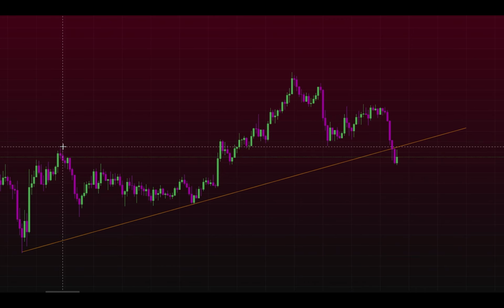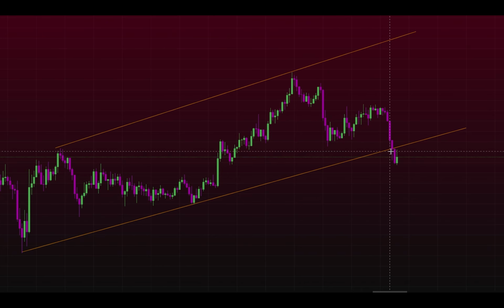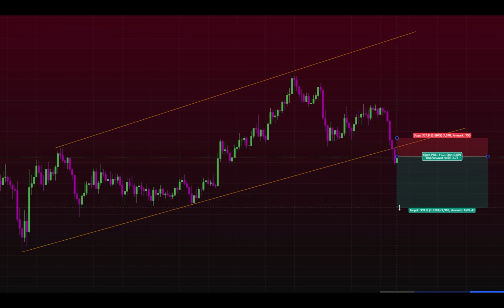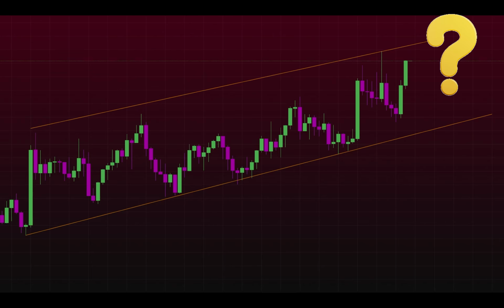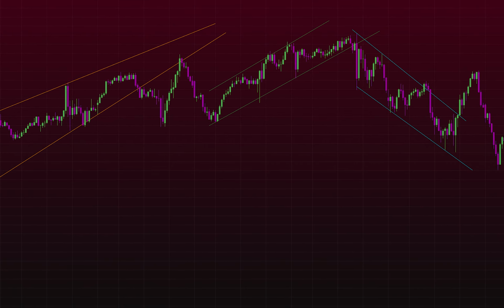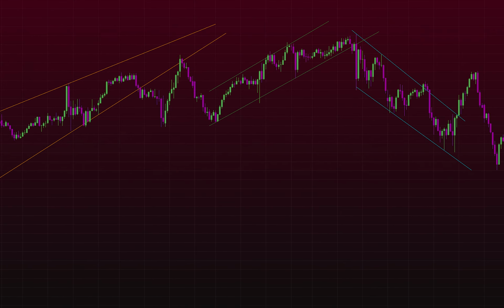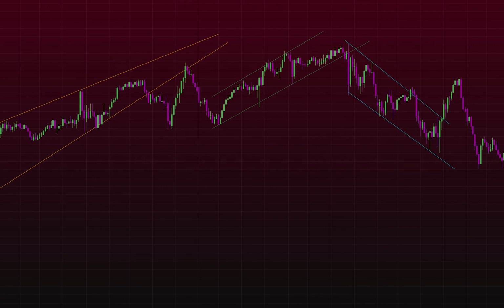Ever drawn a perfect wedge, waited for the break, pulled the trigger, and watched price rip straight back and stop you out? Ever sat inside a channel trade with no idea whether to hold or to get out? Ever had 3 patterns on the same chart and had absolutely no idea which one actually mattered?